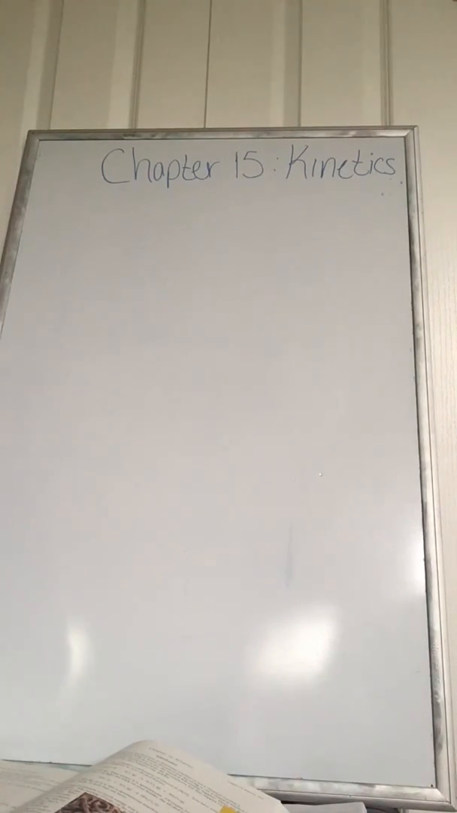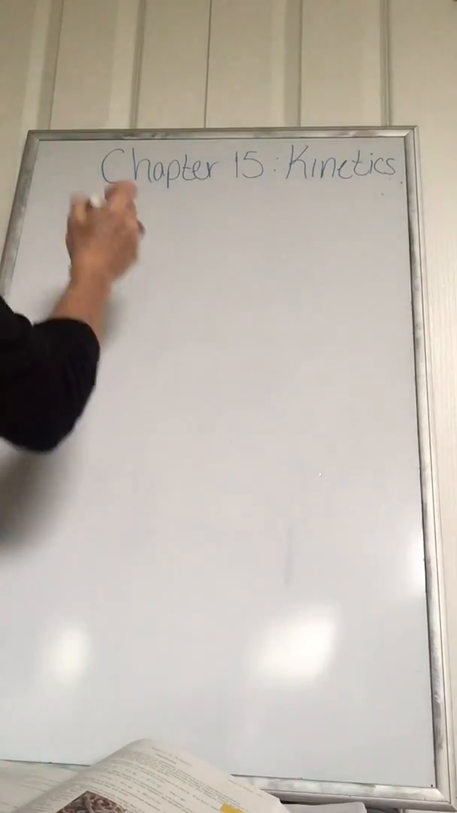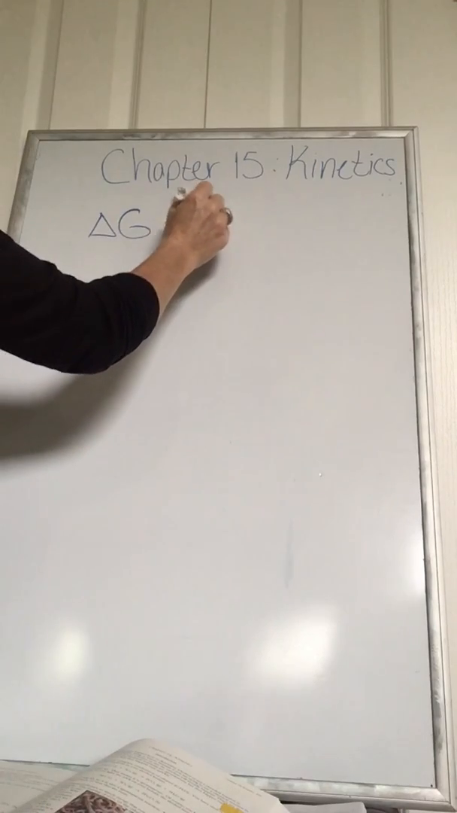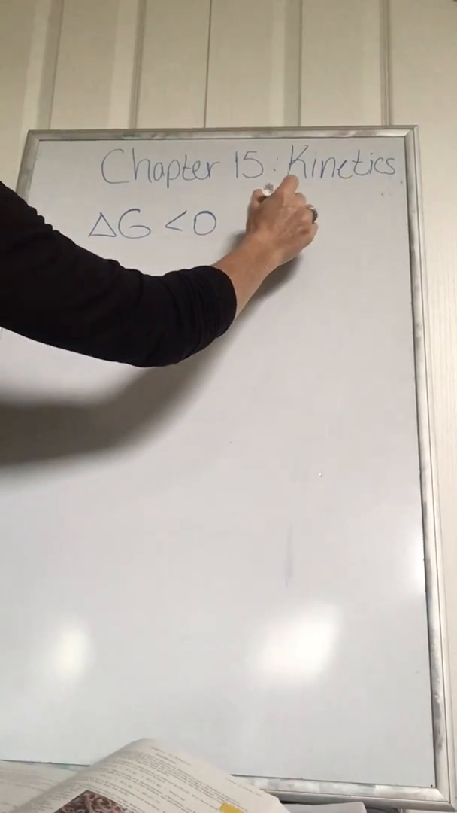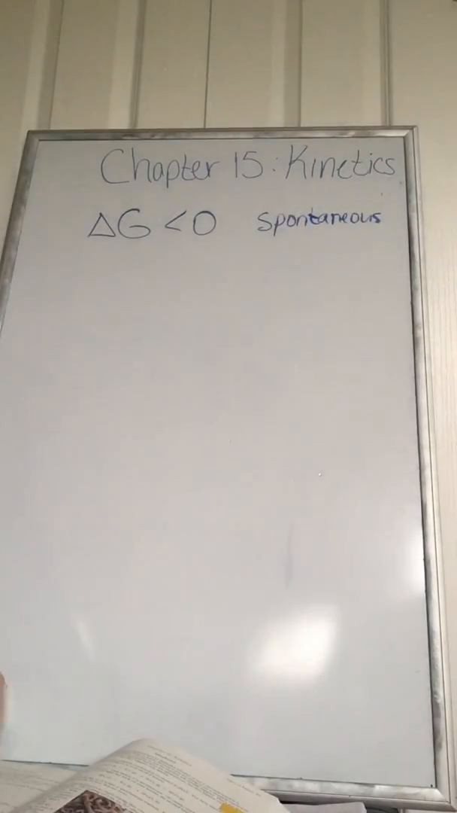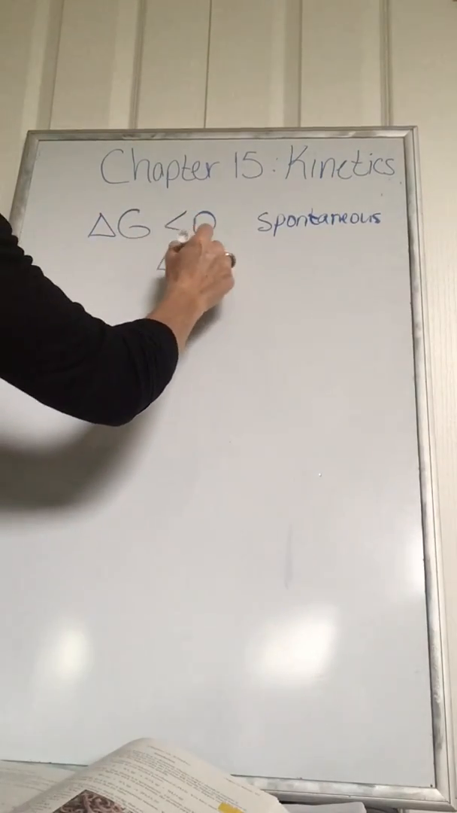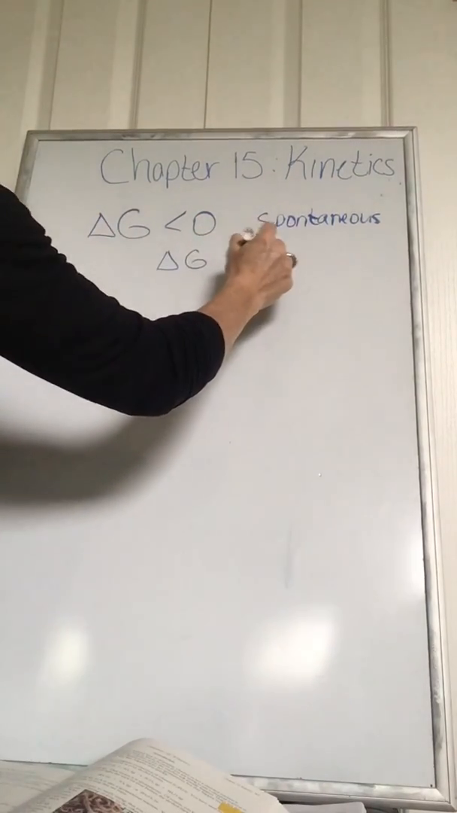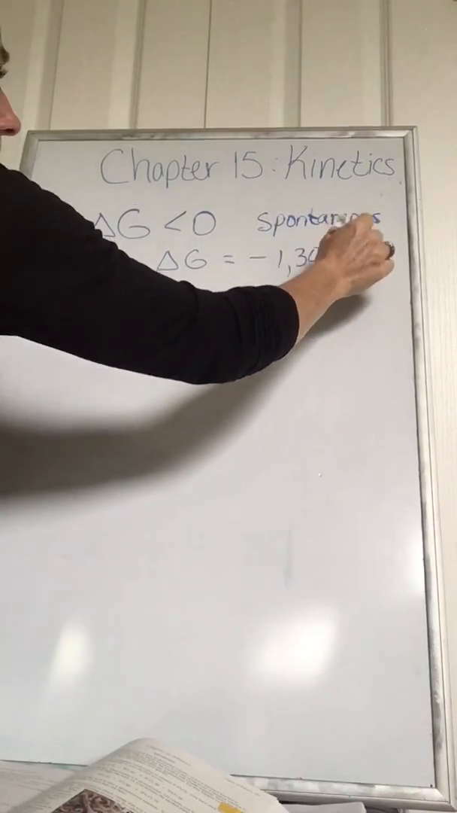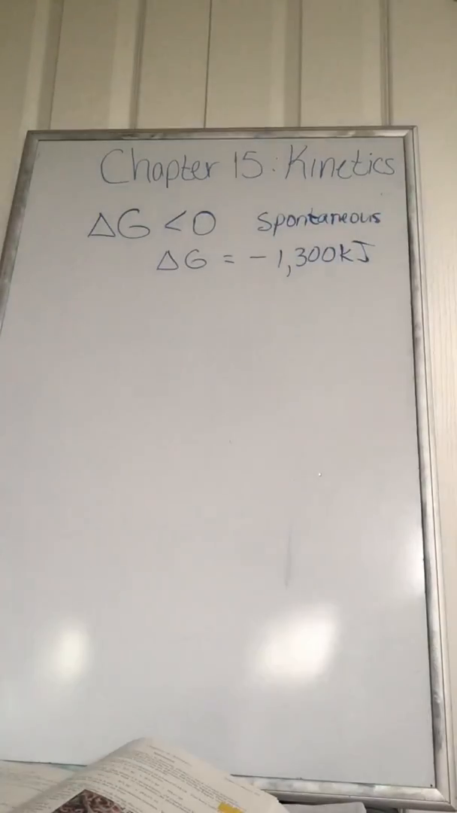So we remember from the last chapter that a delta G less than 0 means spontaneous. So we have the combustion of ethanol has a delta G of negative 1300 kilojoules. It releases a lot of energy, releases a lot of heat, which is in the form of a flame.